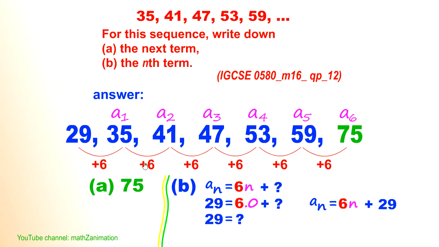Plus 6, plus 6, plus 6 is the common difference. So how to get the n term? The general formula is a sub n equals 6n plus question mark. The 6 is obtained from the common difference. And then the question mark is obtained from the zeroth term. So we get the general formula 6n plus 29. Okay, thank you.